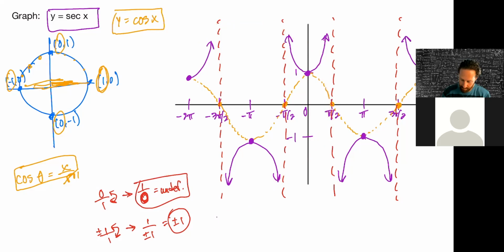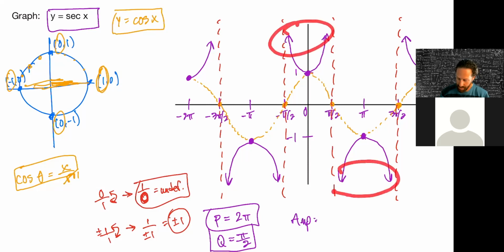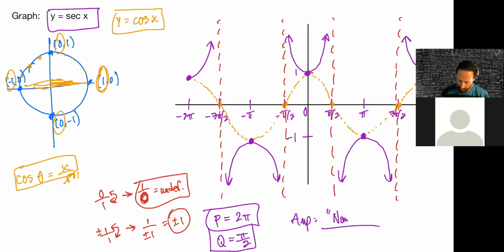So again, period, 2 pi, quarters, pi/2, all the same as sine and cosine, which is why I did this section before we get to the last two, tangent and cotangent. Okay, now the amplitude, again, because it shoots up and down without bound, it goes to positive and negative infinity. There is technically no amplitude.